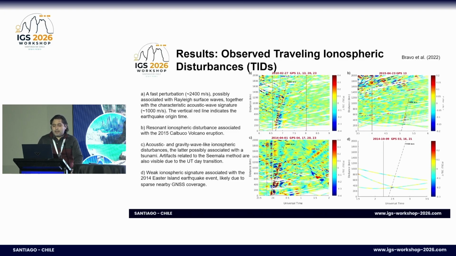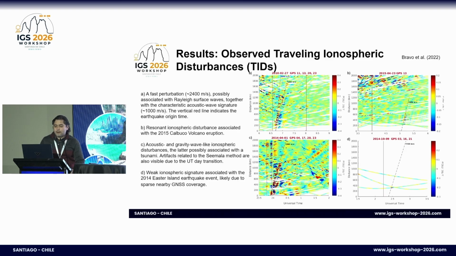Some characteristics of these events. For example, only one time we observed a fast perturbation, possibly associated with Rayleigh surface waves, together with a characteristic acoustic wave signature in panel A. In panel B, we can see the resonant ionospheric disturbance associated with the Calbuco volcano eruption in 2015. In panel C, we can see the acoustic and one gravity wave, maybe associated with a tsunami.